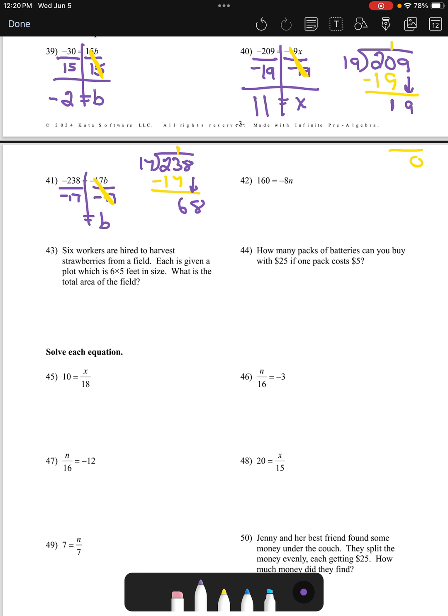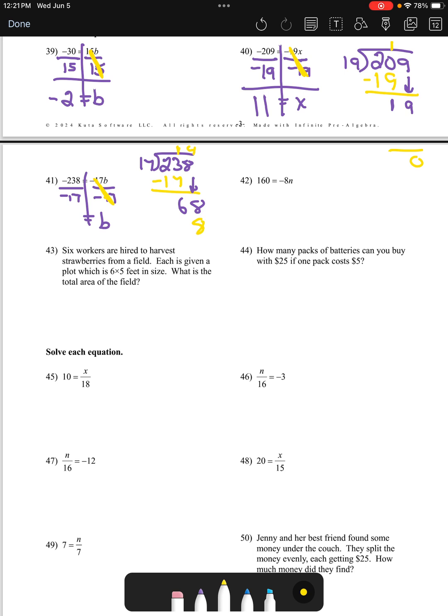17 ends in a 7. 68 ends in an 8. Is there a number that we can multiply 7 by to get a value that ends with an 8? Well, 7 times 2 is 14. That ends in a 4. 7 times 3 is 21. That ends in a 1. 7 times 4 is 28. That ends in an 8. So let's try 4.